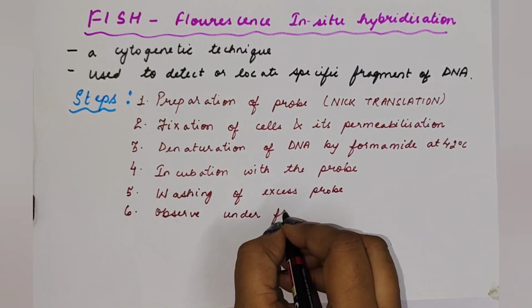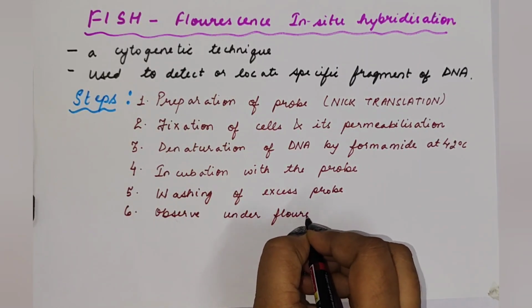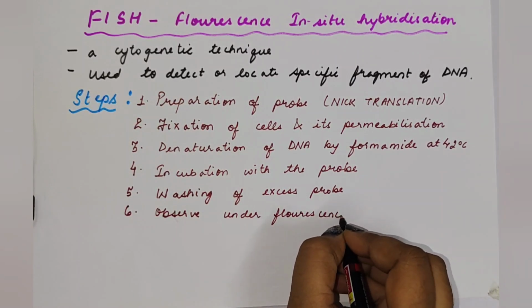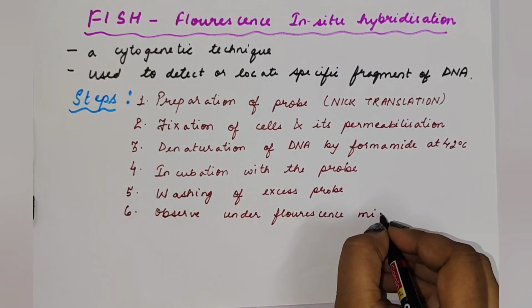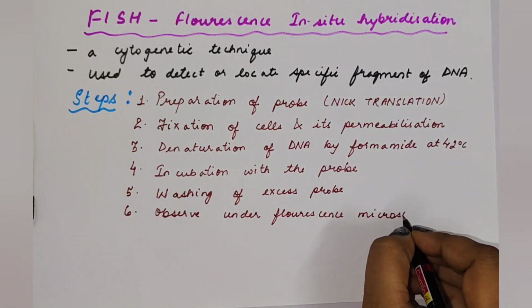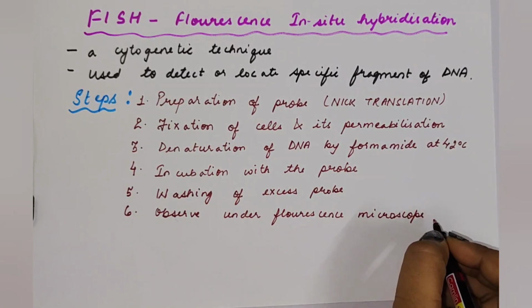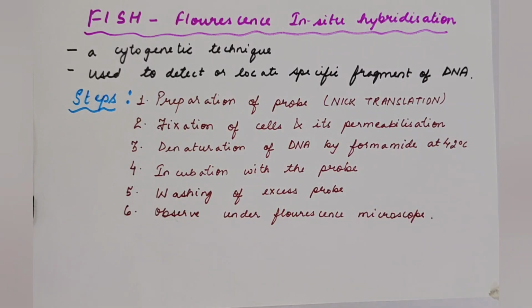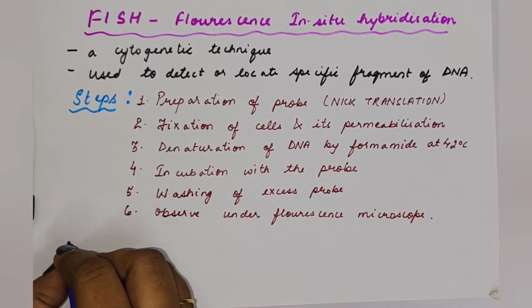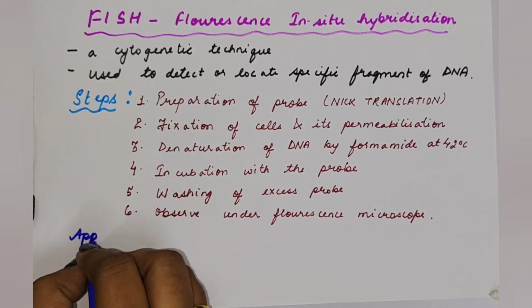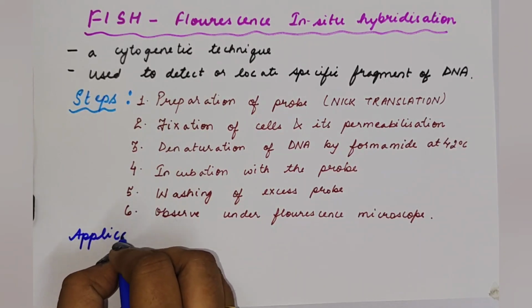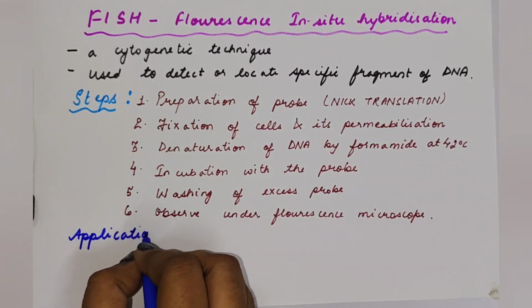And lastly, we will observe the cells under a fluorescence microscope. And if our specific fragment is present in the cells, the probe would have bound to it and it will be visible, or the probe will fluoresce under the fluorescence microscope. So, this was all about the steps of the FISH technique.